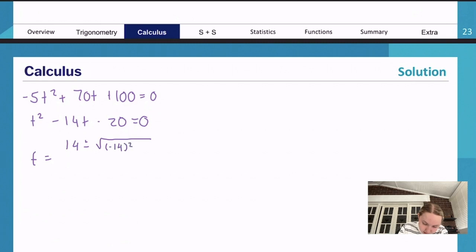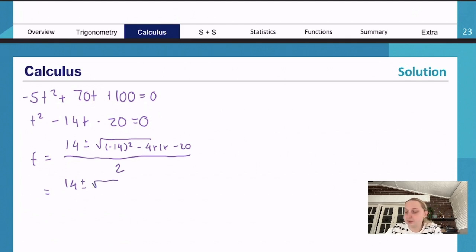b squared minus 4 times a times c all over 2 times a, which is going to give us 14 plus or minus. Just going to quickly work that out. If everyone wants to give this a go on their calculator as well. Okay, which is going to give us square root of 196 plus 80 on 2, which is equal to 14. Actually, we can simplify that. If we do this division here, we'll get 7 plus or minus the square root of 69.